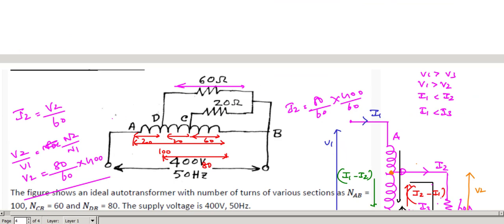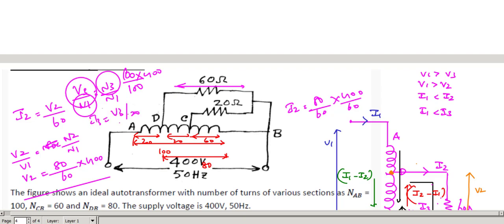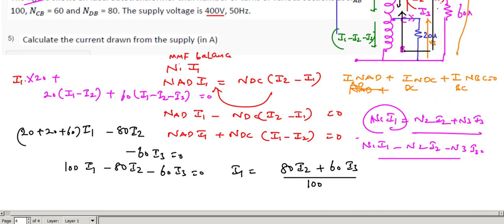Similarly, I3 equal to V3, with V3 by V1 equal to N3 by N1. N3 is how much? N3 is 60, N1 is 100, V1 is 400. So apply I3 equal to V3 by 20. Substitute in that and add that, you get the answer, and put the answer in the comment box.